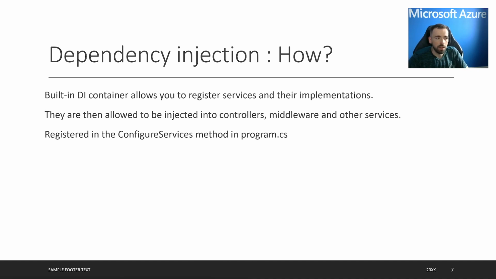So we use dependency injection by using the built-in DI container that allows us to register services and their implementations in the program.cs file. They are then allowed to be injected in controllers, middlewares, and other services. So typically we'll have our contracts, our interfaces in front of our implementations. We register them, and then they can be consumed in our methods or controllers and middleware and others. So it's registered in the configure services method in program.cs. So when we have a relationship between an interface and an implementation, we register that in configure services.